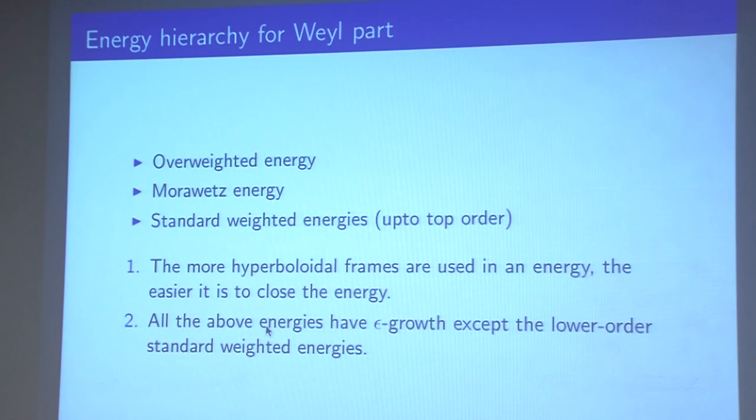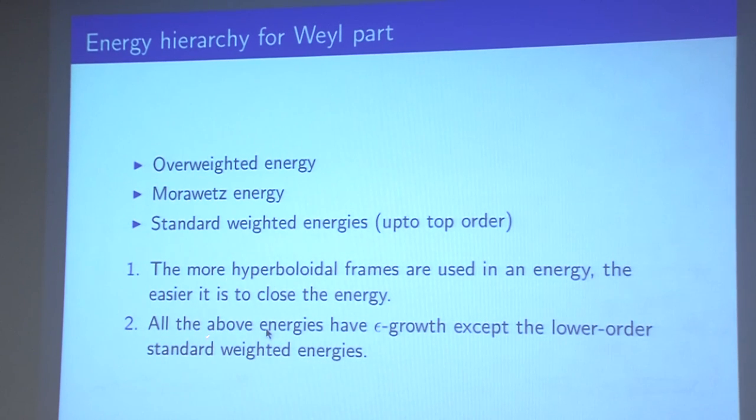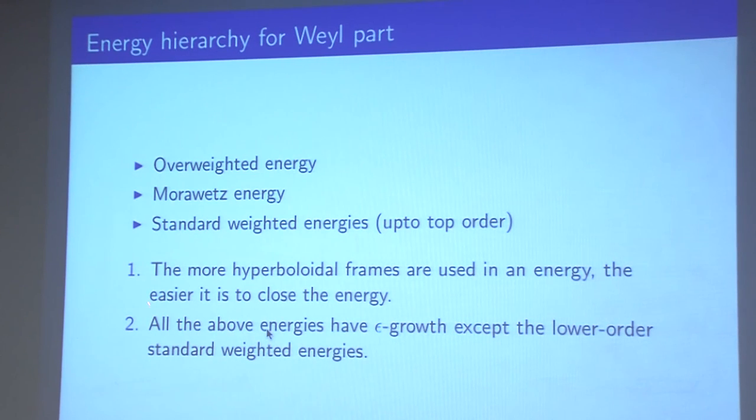I'd say the more hyperboloidal the frame or the multiplier you're using, the easier you can get it. But if it's easier, you want to be more ambitious, so you put more weight. That's why you see overweighted energies. All energies have epsilon growth, but there's a sharp energy, which is also very crucial.